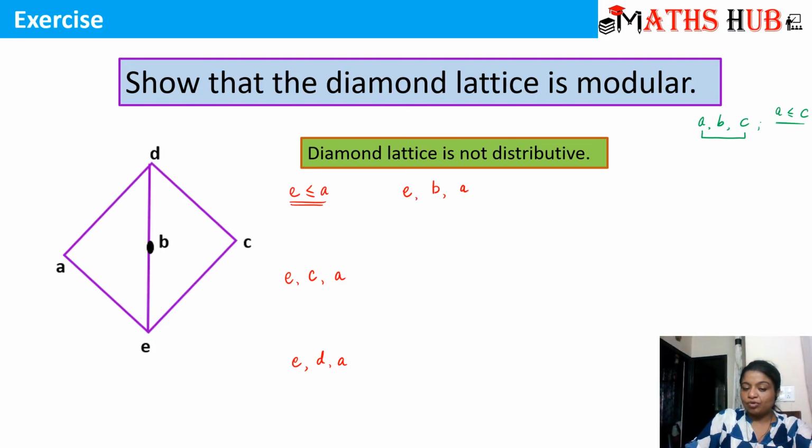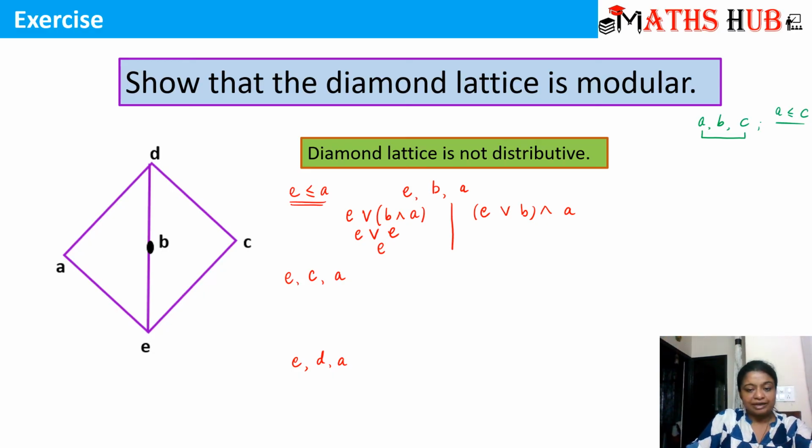So now let's check the modular property. According to the modular property, E join B meet A should be equal to E join B meet with A, right? This is what I should obtain. So let us check whether the left hand side and the right hand side are giving me the same term. So from the Hasse diagram, what is B meet A? What is the greatest lower bound of B and A? It is E. So E join E is 100% E.